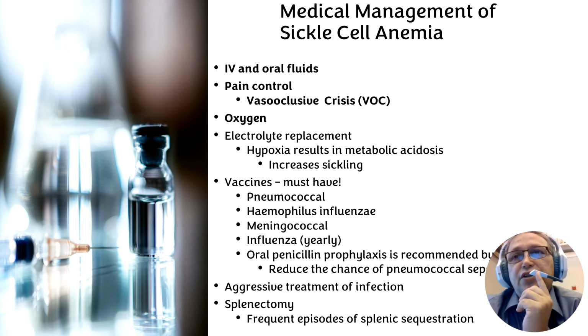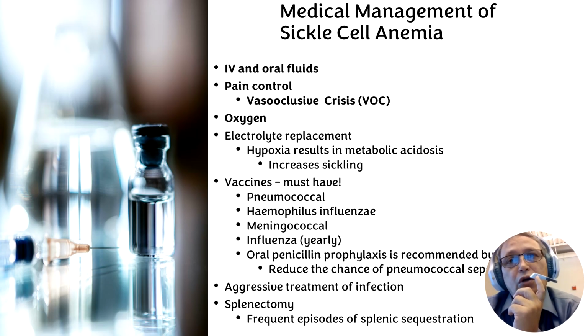Hypoxia results in metabolic acidosis, and the metabolic acidosis increases sickling. Nice little cycle going. So we do need to introduce electrolytes to help offset the acidosis. People who have sickle cell must have, not should have, these: pneumococcal and influenza vaccines, meningococcal vaccines. Oral penicillin prophylaxis is recommended to reduce the chance of pneumococcal streptococcus. If they do have infections, we need to be very aggressive with it because the potential of perfusion failure is very high.